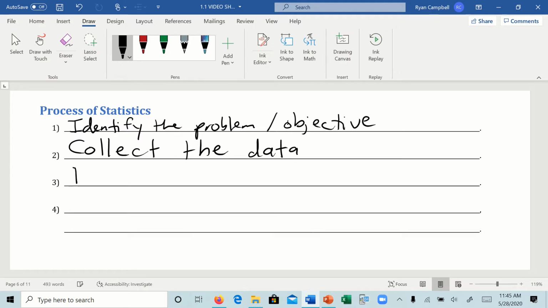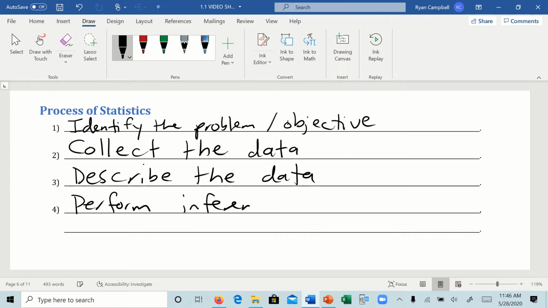Number three, we describe the data. So this can be using descriptive statistics, right? So we can kind of talk about using probabilities, or we can maybe show them in a graph or something like that. And then the last one, perform an inference, including reliability.